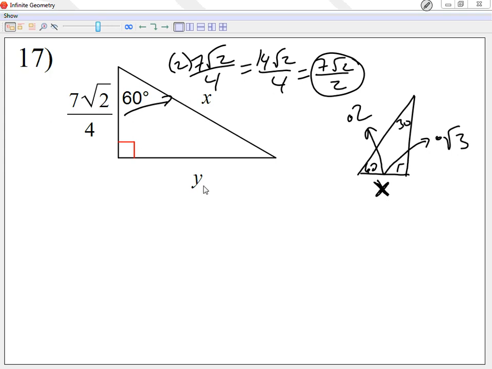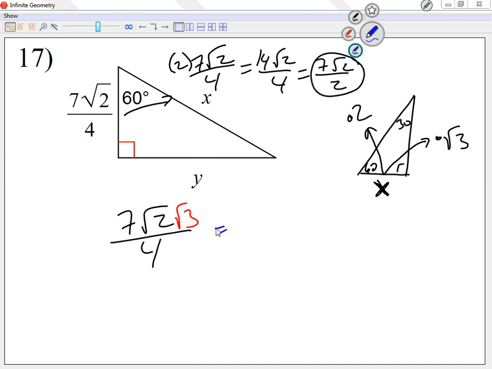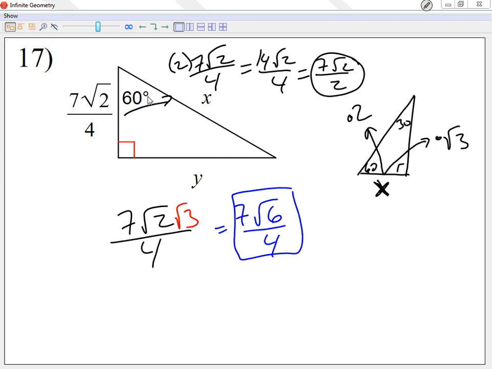Now, to solve for y, I'm going to start with 7 radical 2 over 4. In this case, multiplied by radical 3. So I have 7 radical 6 over 4. 7 over 4 is simple. There's nothing I can do. Radical 6, there's nothing I can do. So that's it. Once again, from the small side to the hypotenuse, multiply by 2. From the small side to the long side, multiply by radical 3. And if you're going backwards, divide.